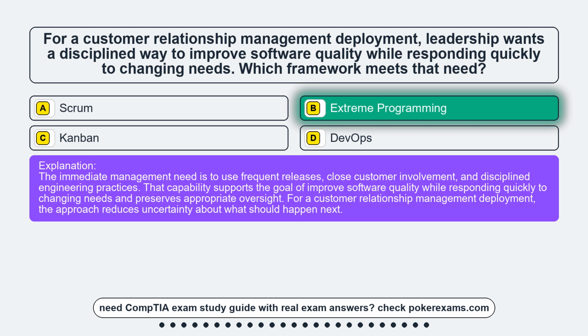The immediate management need is to use frequent releases, close customer involvement, and disciplined engineering practices. That capability supports the goal of improved software quality while responding quickly to changing needs and preserves appropriate oversight. For a customer relationship management deployment, the approach reduces uncertainty about what should happen next.